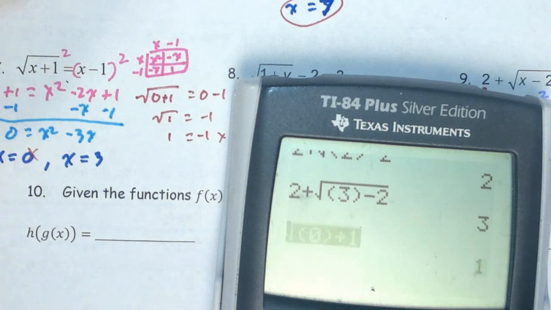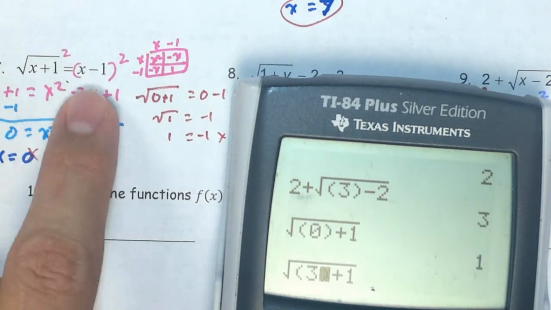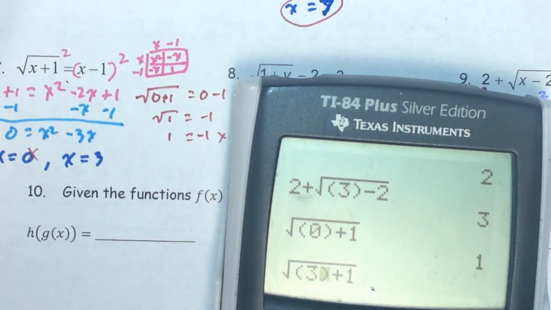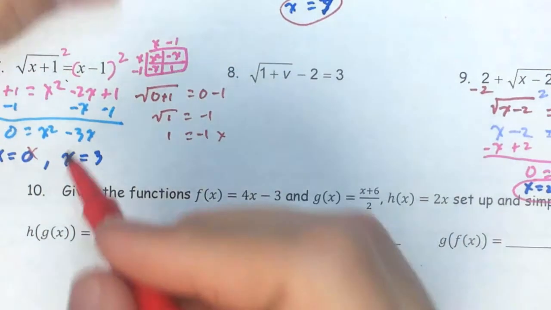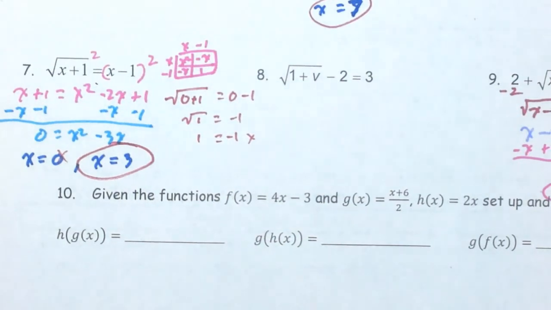And let's go ahead and plug the other number in. We're going to put in 3. And when I put 3 into this other side, 3 minus 1 is 2. Hopefully this gives us 2. It does, 2. So my only solution to this one is x equals 3.